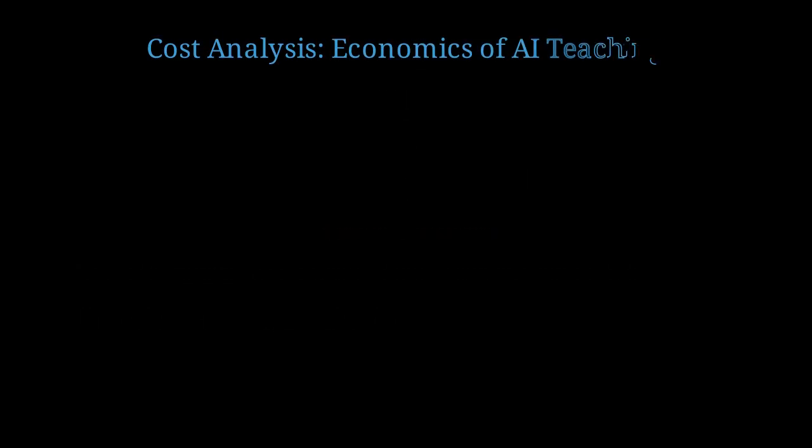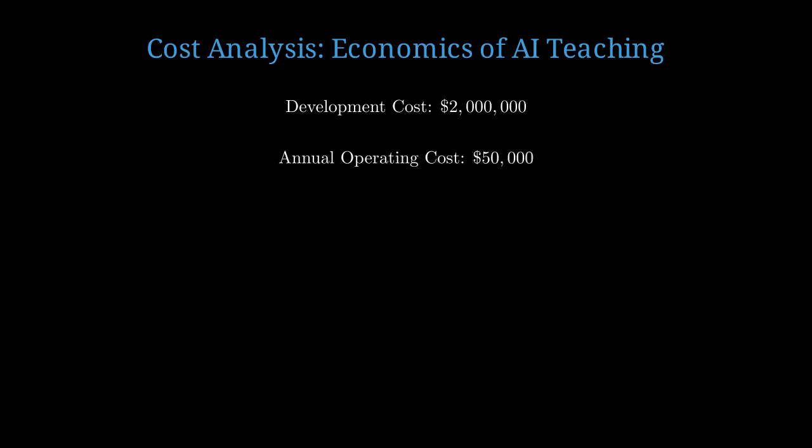Let's examine the economics. What does it cost to develop and deploy an AI teaching system versus traditional instruction? Initial development cost for the AI system, approximately $2 million. This includes software development, content creation, knowledge base engineering, and testing. Annual operating cost, about $50,000 for cloud computing, system maintenance, and content updates. If the system serves 500 students per year, that's $100 per student annually.